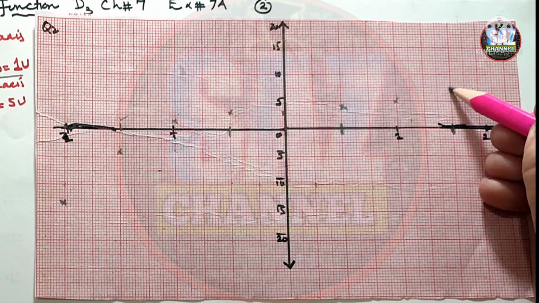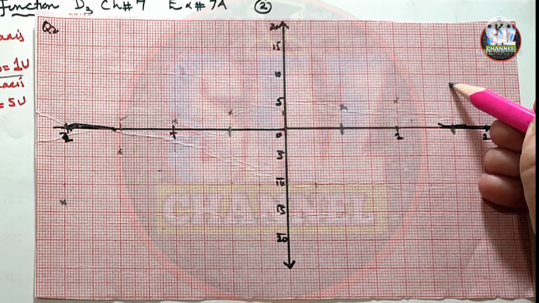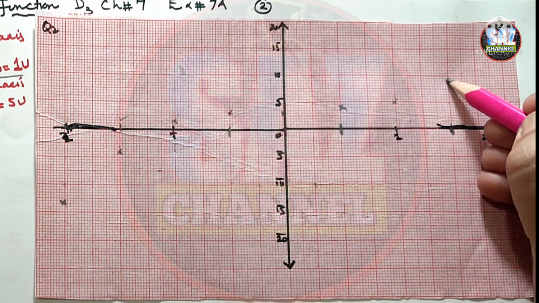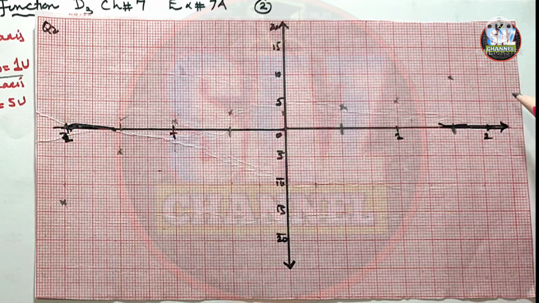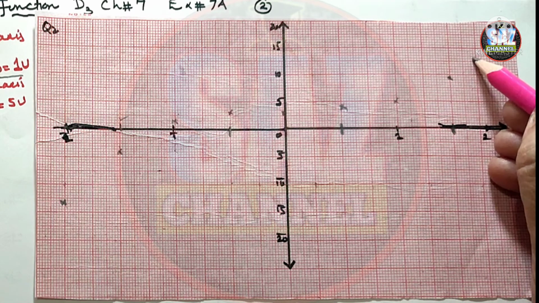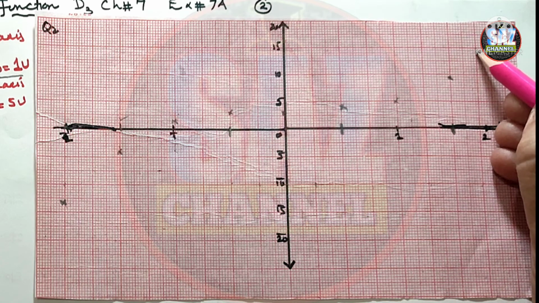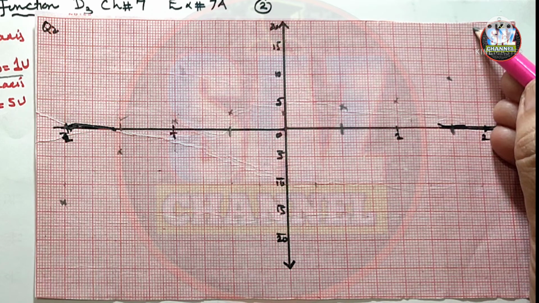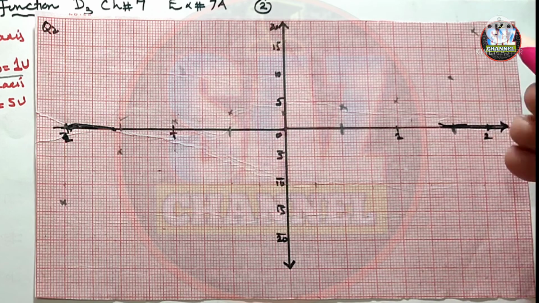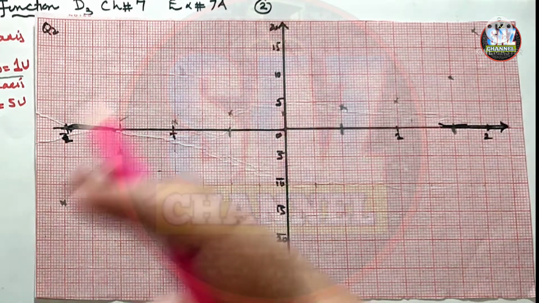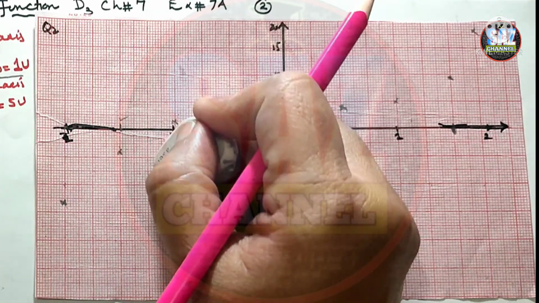So 9.8 will be closer to 10. And 2 with 19. So first reach 2, cross 15, and for 19, as 2 blocks are representing 1 unit, before 20 I have to leave 2 blocks, and then I have to join the points with the help of a smooth curve.